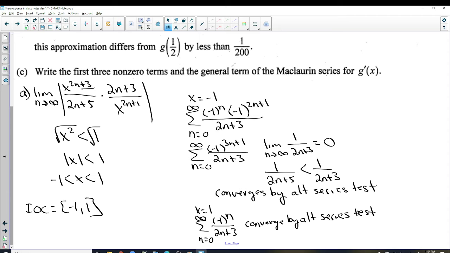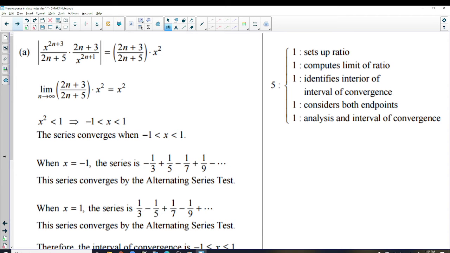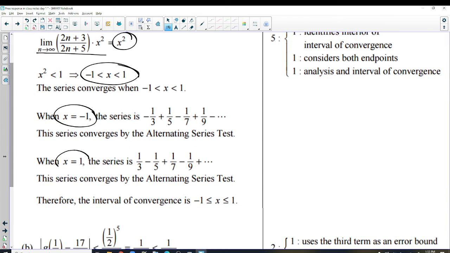Good on that one? All right. Oh, 5 big points here. Sets up the ratio, so looking for that. Now they don't have the limit statement at the beginning because they're just setting it up. Now they have the limit statement. Computes the limit of the ratio, so it ends up being x squared. Identifies the interior, considers both endpoints. So you got to show me something with both endpoints, whether it's right or wrong, you get the point.